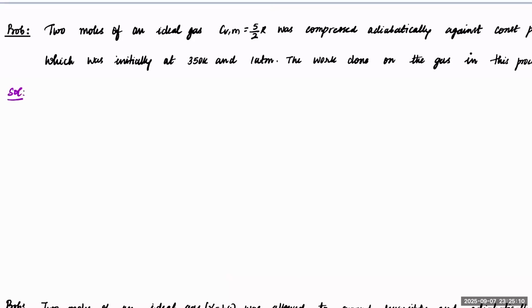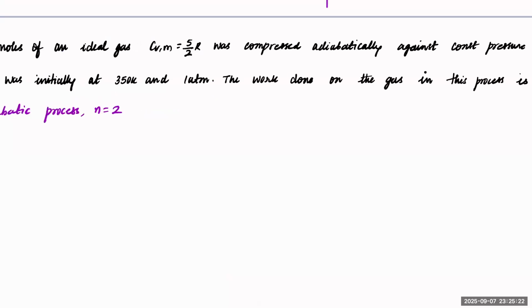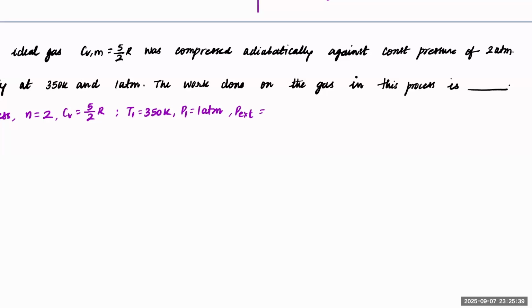We are talking about an irreversible adiabatic process. The number of moles given is 2. Cv value is given as 5 by 2 R. These are the given values. Temperature T1 is given as 350 kelvins. P1 is given as 1 atm. P external is given as 2 atm.